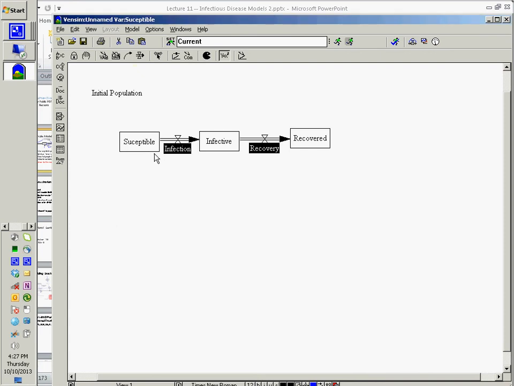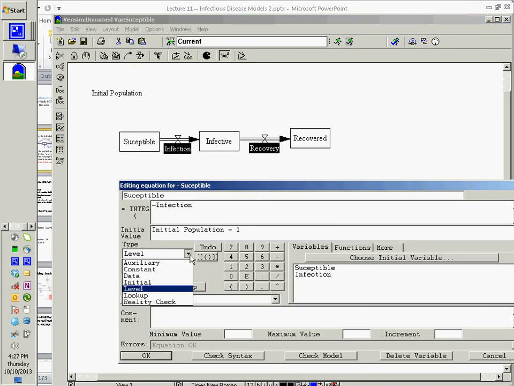let's complete this model. So if we wanted the infectives to recover in some average period of time, what would we do? Question? Yeah. Yes. That's right. So I think what Fahad is referring to is if we go here, there's this type here, and it gives a bunch of different types of variables.